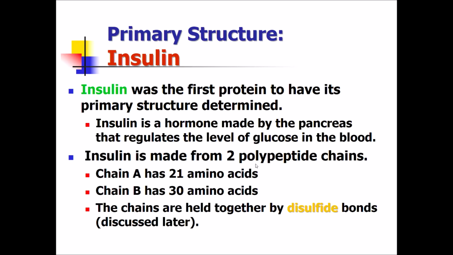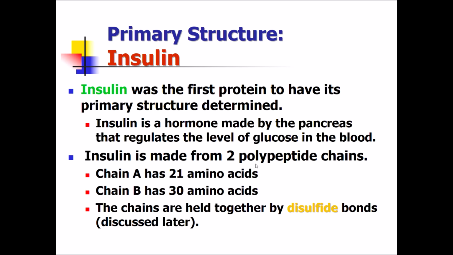Insulin was the first protein to have its primary structure determined. So the first one we ever sequenced, the order of the amino acids in this protein, the first one we ever determined was insulin. Insulin's a hormone that is made by the pancreas, and it regulates the blood glucose level.